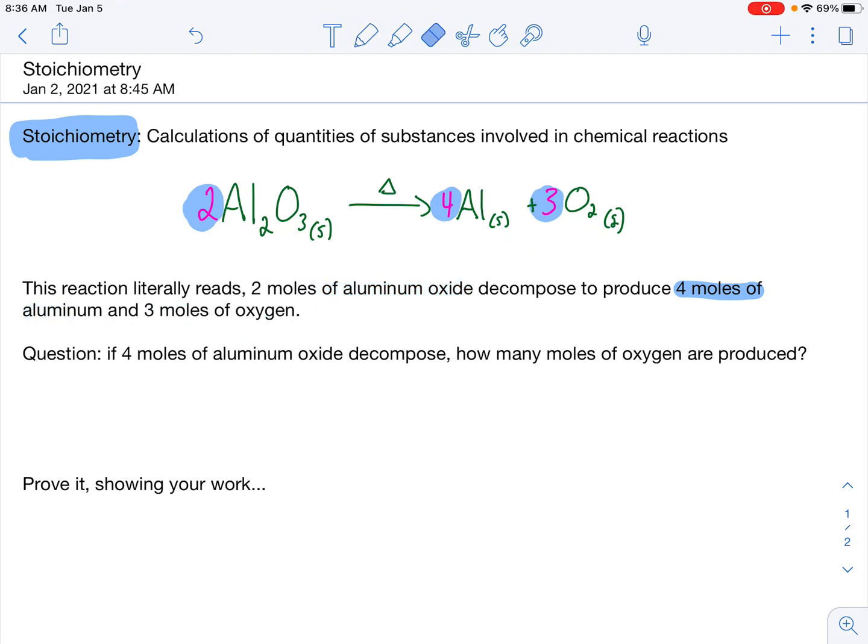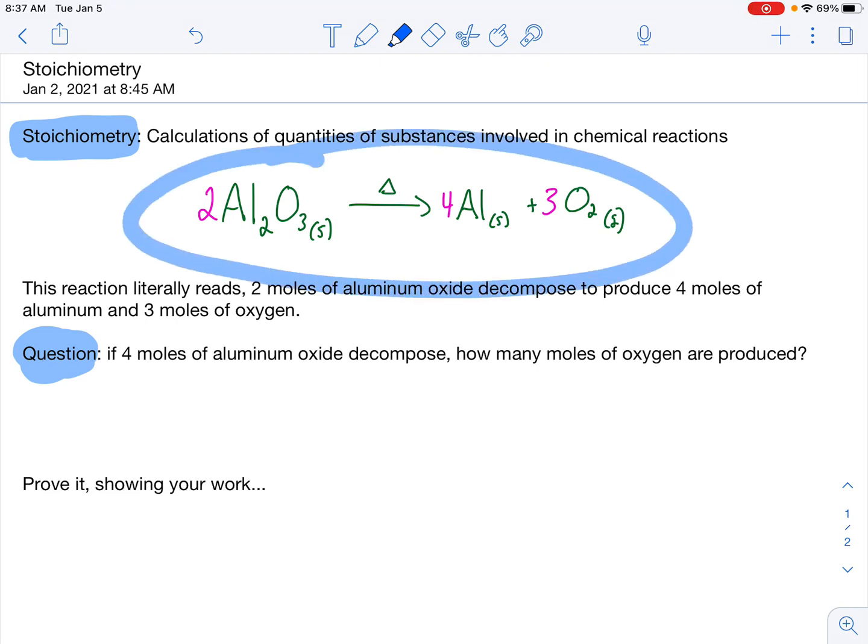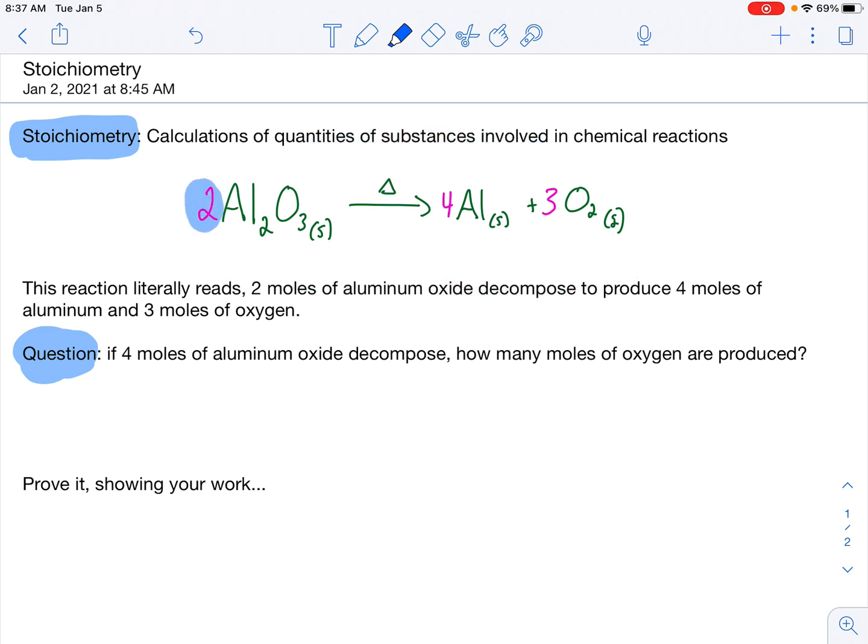So we're going to use those to start doing some calculations and convert one component into a new component. That might sound scary, but it's really not. Let's take a look at what a question might look like. So, if 4 moles of aluminum oxide decompose, how many moles of oxygen are produced? Now, originally, right here, we see that I'm starting with 2 moles, and I'm producing 3 moles of oxygen. Well, if I double it, if I have 4 moles of aluminum oxide decompose, how much oxygen should be produced? And everyone should probably say, oh, it'll just double. So we get 6 moles of oxygen, right?